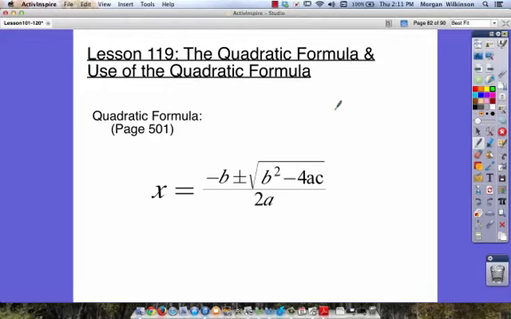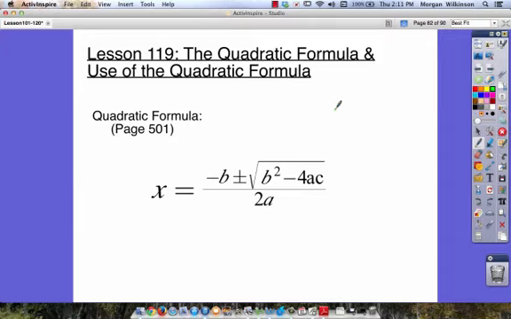Lesson number 119 is about the quadratic formula and the use of the quadratic formula. First things first, the quadratic formula, which is on page 501 if you'd like to look at the proof for how this is obtained, is this formula: x equals negative b plus or minus the square root of b squared minus 4ac, all over 2 times a. Please copy this into your notes.